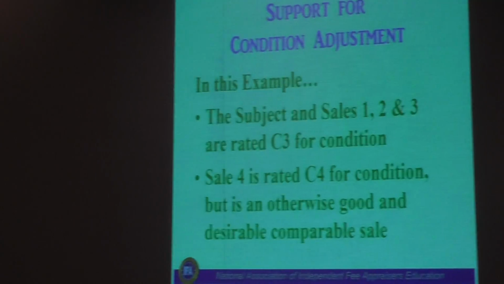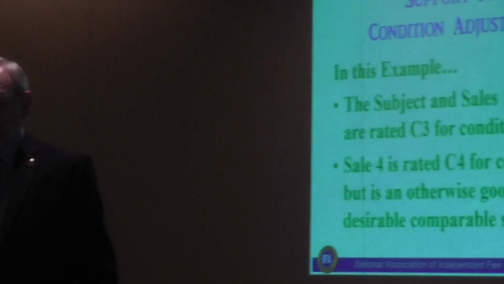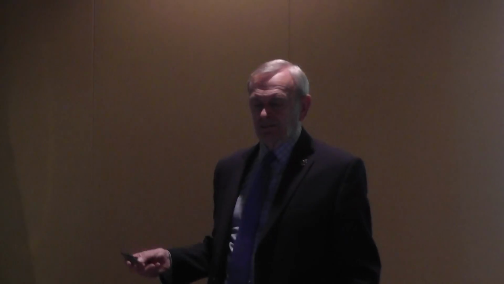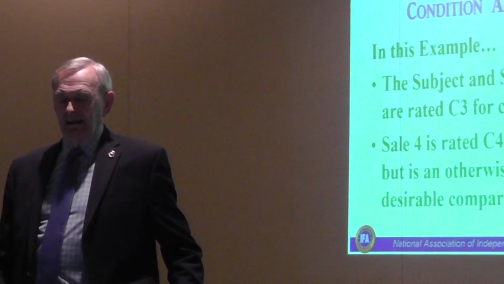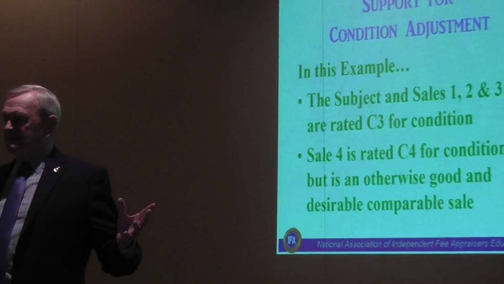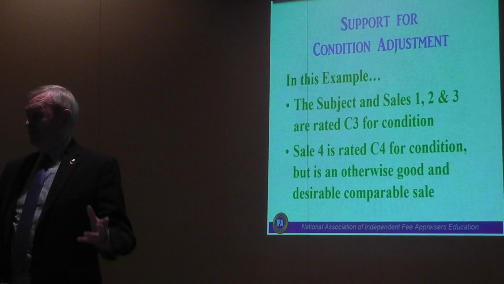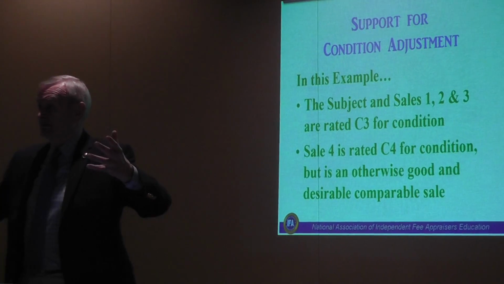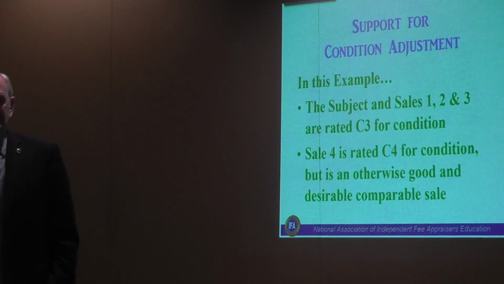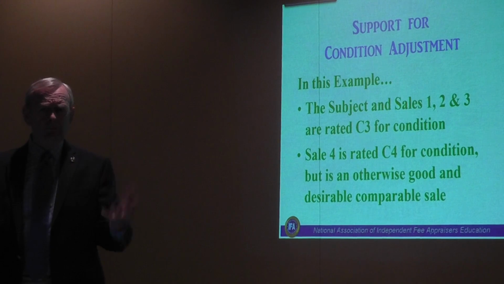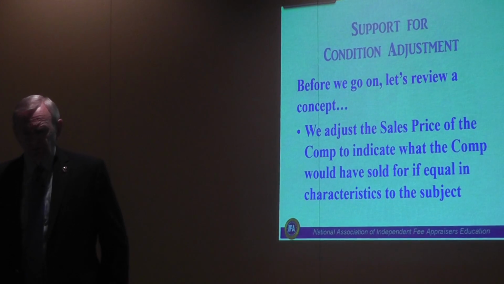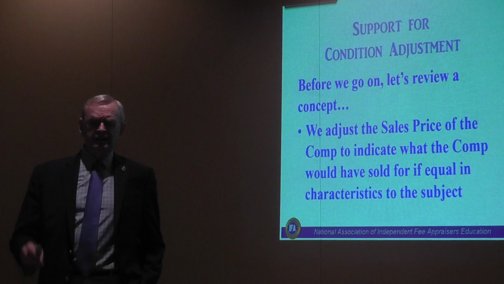So in this example, the subject and sales 1, 2, and 3 are all C3s for condition, and sale number 4 is C4 for condition. But the one with the C4 condition is still a good comp. You can visualize it being right in the same block, across the same style, same builder, good date of sale and all that sort of stuff. So we don't want to pass that up. So before we go on, we should review a couple of concepts.